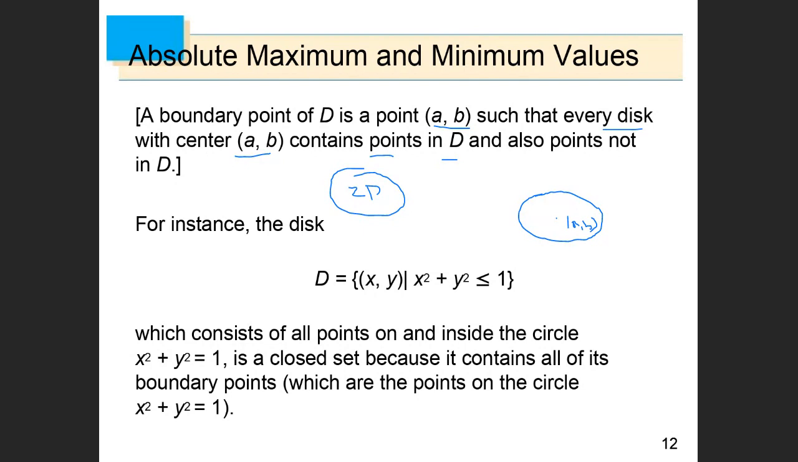So for instance, the disk containing all points (x, y) where x² + y² is less than or equal to 1, what is it? It's the disk with radius equal to 1, which consists of all points on the inside of the circle and on the edge of the circle. It is a closed set because it contains all of its boundary points, which are the points on the circle x² + y² = 1. Okay? So that's why we are talking about this.